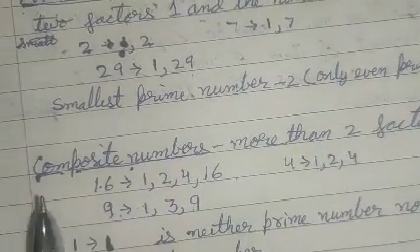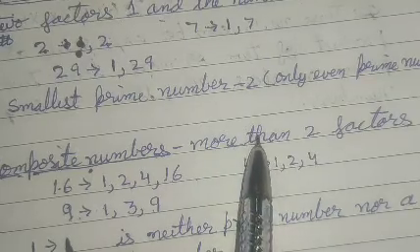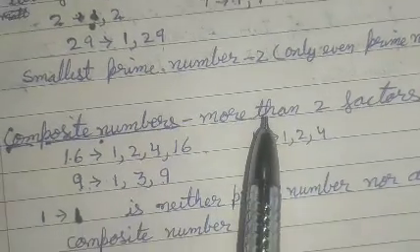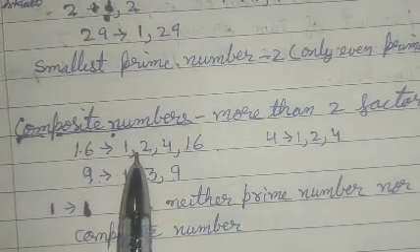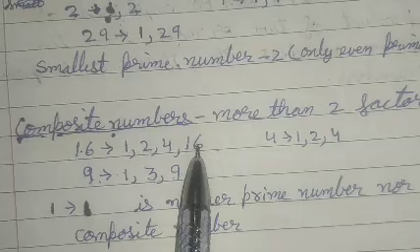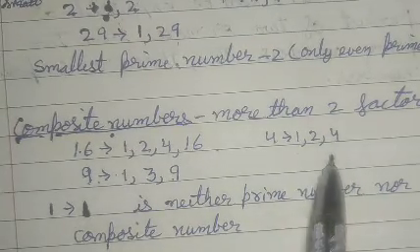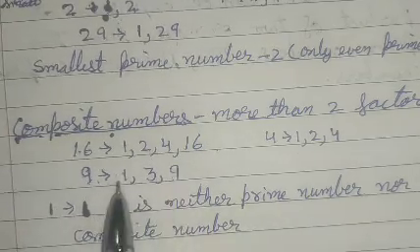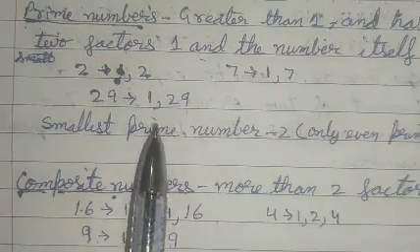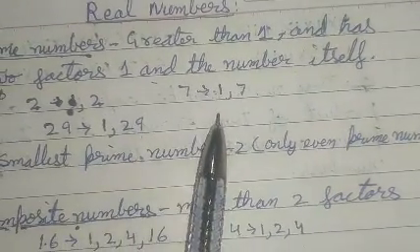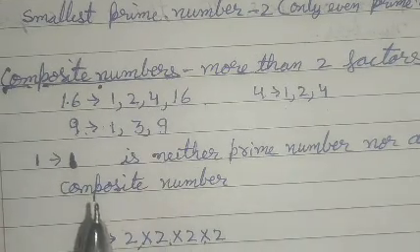Similarly, composite numbers. Composite numbers are the numbers which have more than two factors. Now, if you take some examples, 16, it is divisible by 1, 2, 4 and 16. So it has four factors. Similarly, 4 has three factors. 9 is also divisible by 1, 3 and 9. So it has three factors. So we can say that prime numbers are the numbers which have only two factors, 1 and the number itself, and composite numbers are the numbers which have more than two factors.